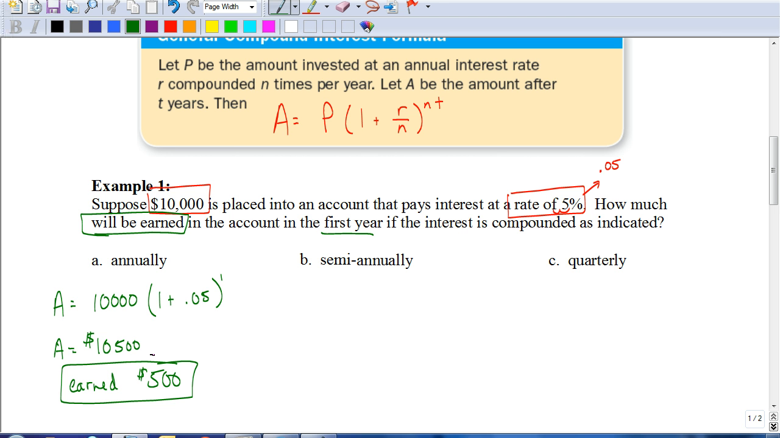you earned $10,500. Well, that's not the case. We started out with 10,000, so the amount that we gained in interest was $500. That's what we're looking for with these three problems. You always want to be careful. Make sure you're answering the question.